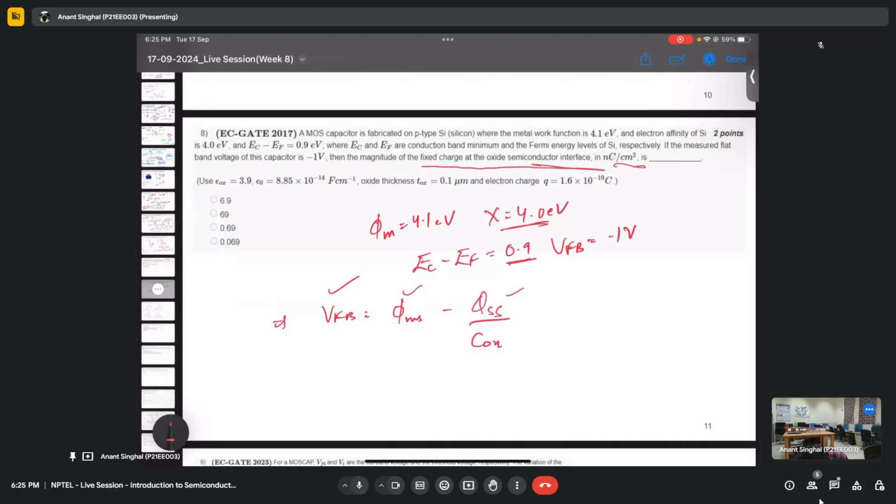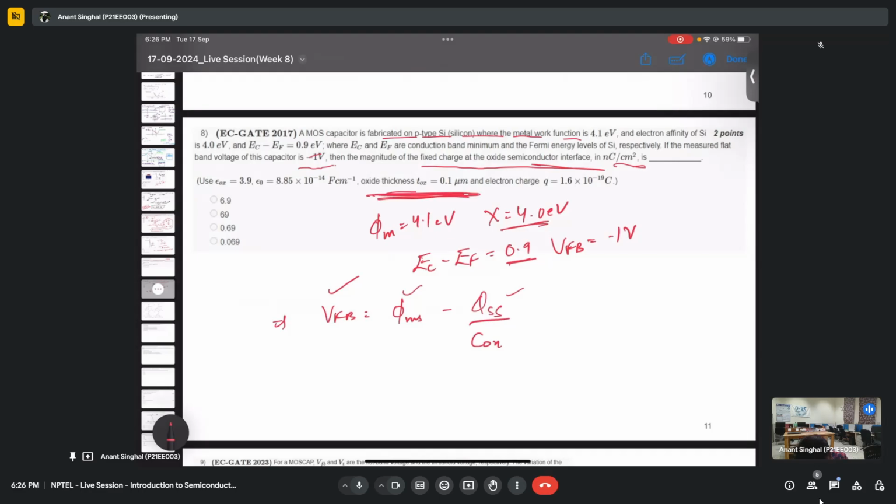Where is the oxide thickness? Okay, so I guess the oxide thickness is not given. How can we calculate then? Oh, yeah, it is given here. Yeah, everything is given.